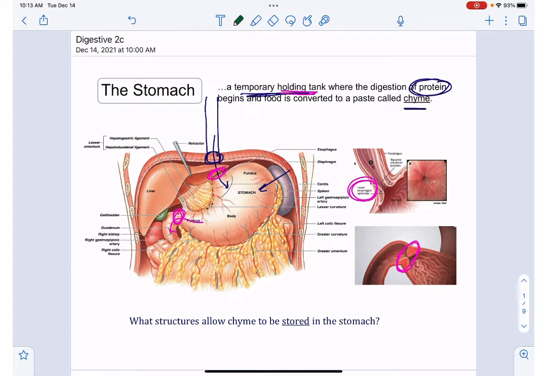Where's the stomach located in the abdominal cavity? What quadrant of the abdominal cavity is the stomach located in? Go ahead and picture yourself. This is an anterior view. So picture yourself in the anatomical position, and from the perspective of the patient, what quadrant is the stomach going to be located in? It's going to be the upper left quadrant.